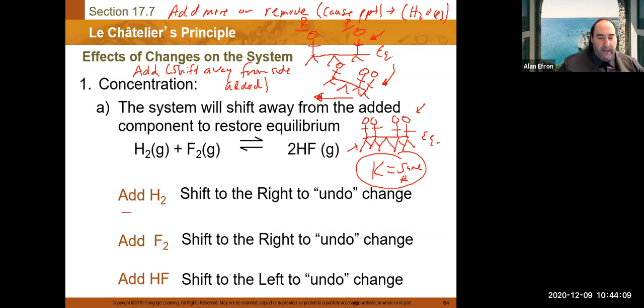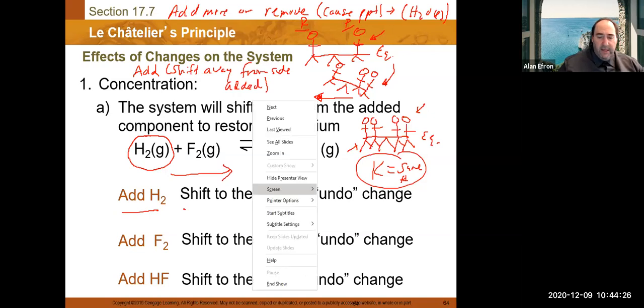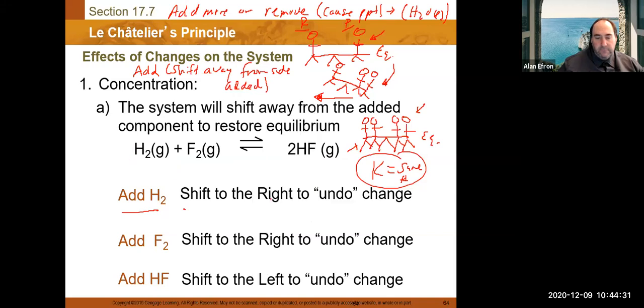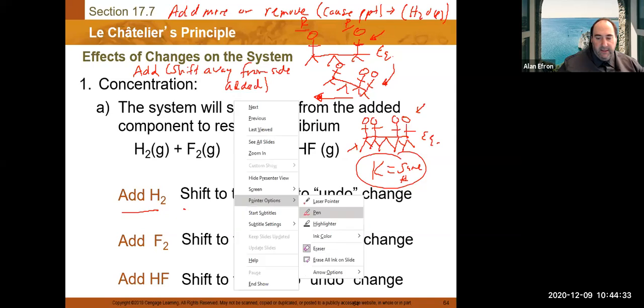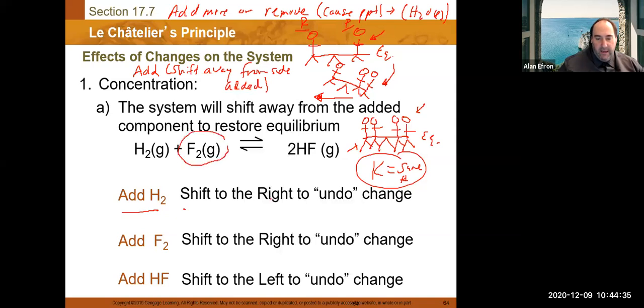If we added more H2, so again, H2 is over here, and since we're adding, it goes away from the side we added it to. So we would expect it to jump to the right and make more products to once again reach equilibrium. If we added F2, that also is on the left-hand side here. So we're adding more reactants, again shifting away from the side we added it to. We would also expect it to go to the product side.